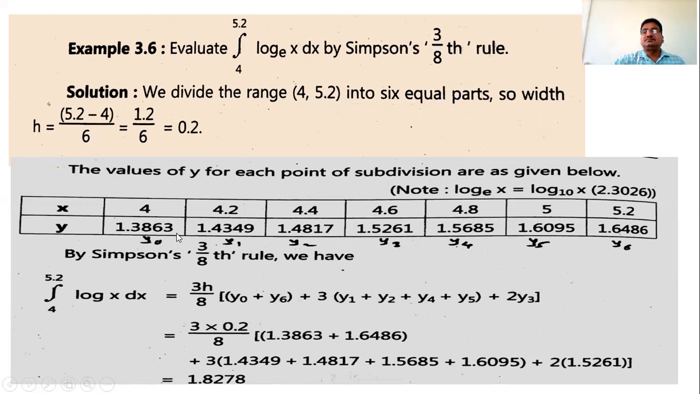There is a formula that converts log x with base e to log base 10, but no need to write this formula. Directly by using a calculator we can find log x with base e. So what is the table? The first row is the values of x, the second row is the values of y. Starting from 4, the lower limit, adding 0.2 we get the next values, and stop this table at 5.2 because the upper limit is 5.2.